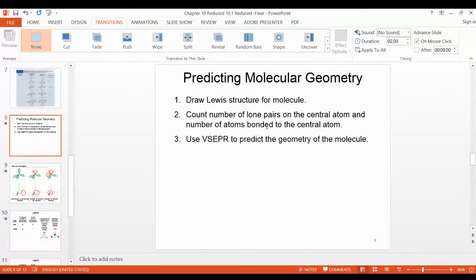Okay, now the geometry of the molecule, if the central atom has a lone pair of electrons, then what is the effect? What is the effect on the geometry of the molecule? How will it affect?